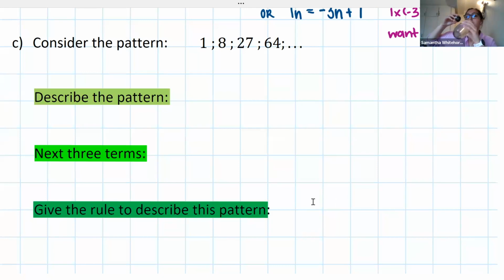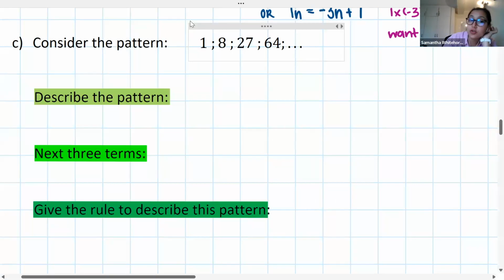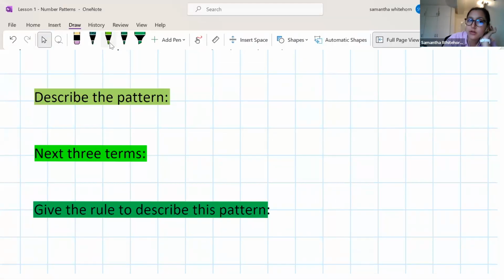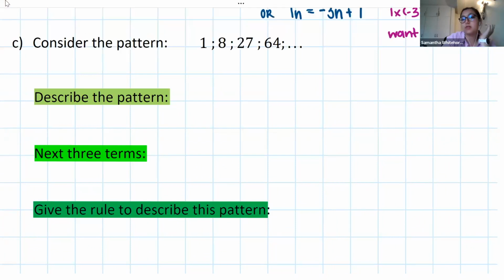Okay, so I want a description of the pattern and the next 3 terms. If you can do the rule, that's awesome. Please do it. Otherwise, we will have a look at the rule together in a second or two. And then Zandile, like I say, and for anyone else, if you didn't get a screenshot of question B, I will go back in a second and you can take a screenshot.